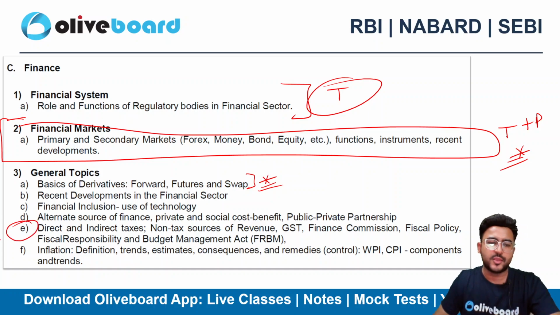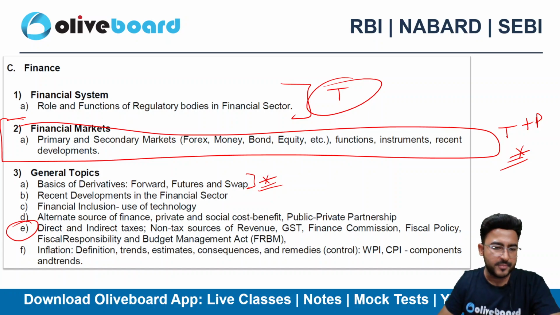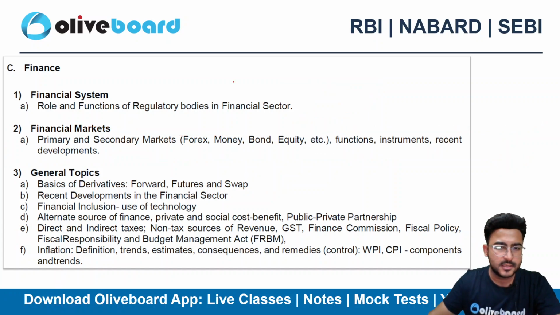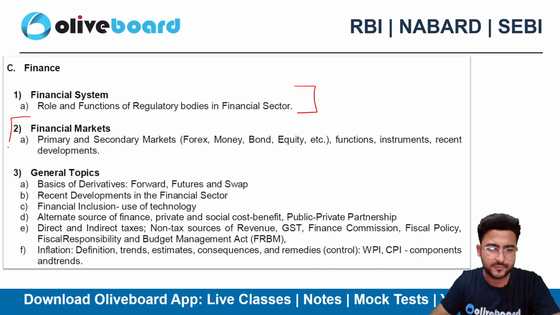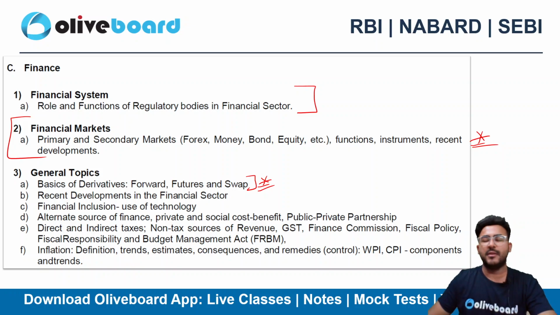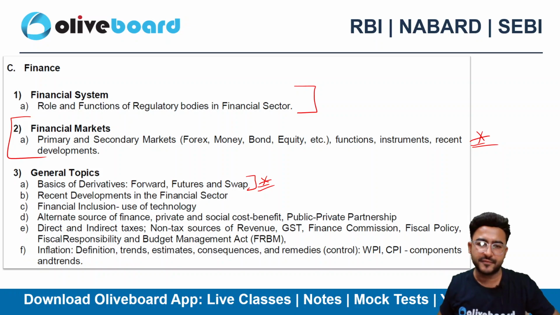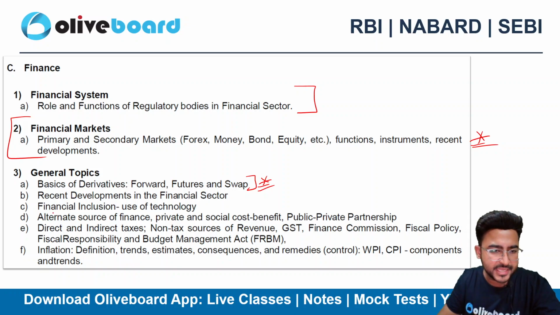This particular topic you can study last, right? So priority will be, the first thing is cover the financial system, then move to the financial markets part. Do it very well. Then try to cover the basics of derivative. Obviously, recent developments in financial sector, you are already covering it in finance current affairs, right? Financial inclusion, inflation is already covered in finance and economics.